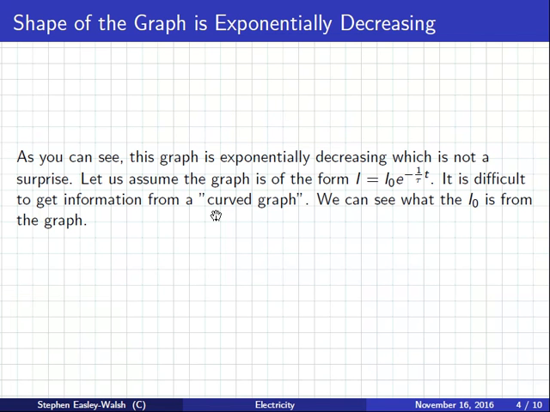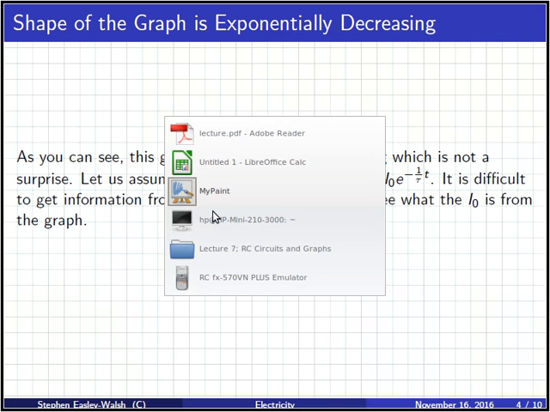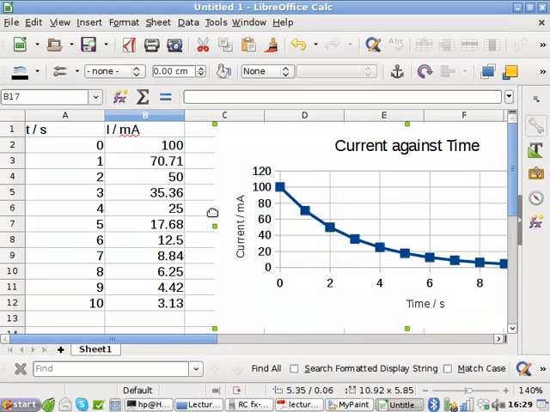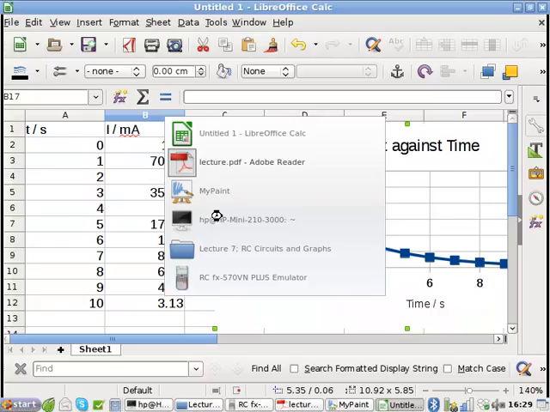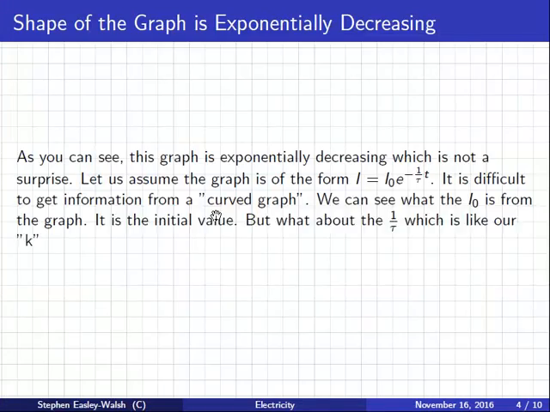We can see what the I0 is. What's the I0 on this graph that I just drew? What's the current at the beginning? 100. But what we can't see is what the B constant is. But what about this?